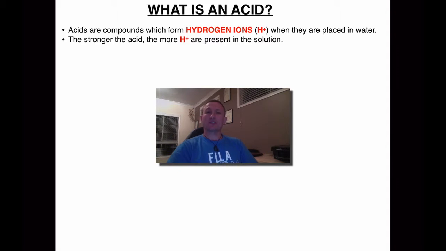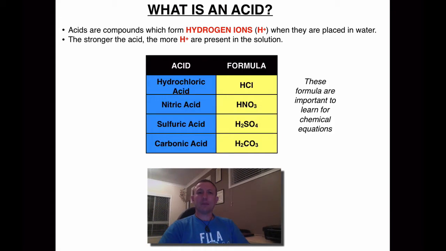This means they've lost one electron. Because they've lost one electron, they become positively charged. As a result, they have the charge +1. Now, in the laboratory, there are four main acids that we use: hydrochloric acid, nitric acid, sulfuric acid, and carbonic acid. They have the following formulas: HCl, HNO3, H2SO4, and H2CO3.